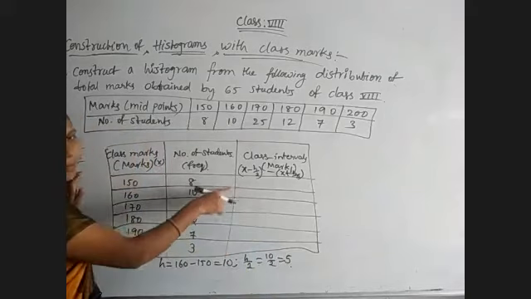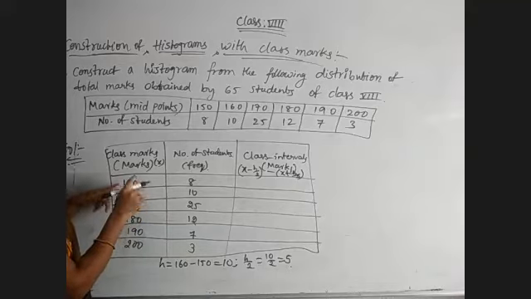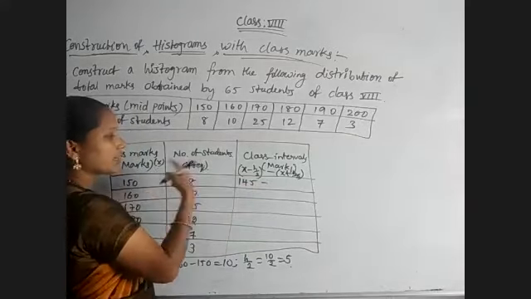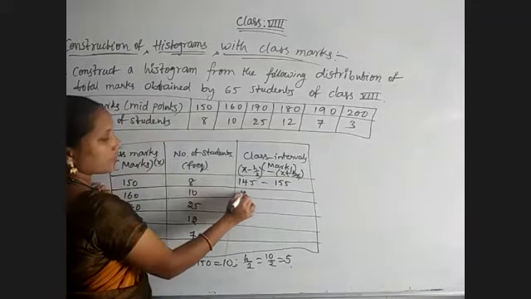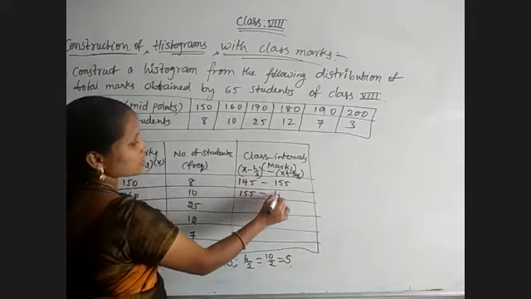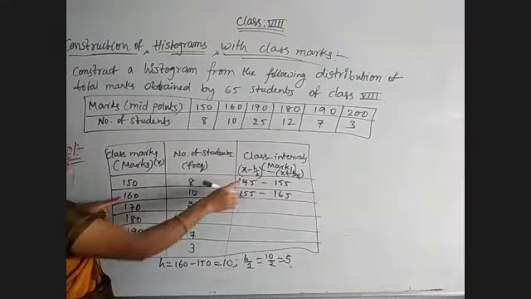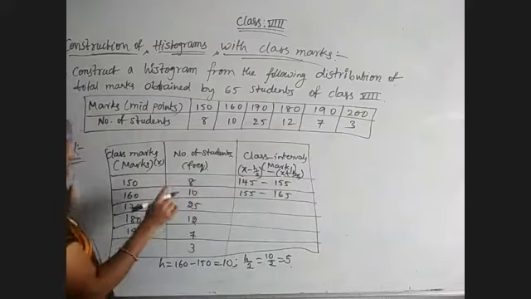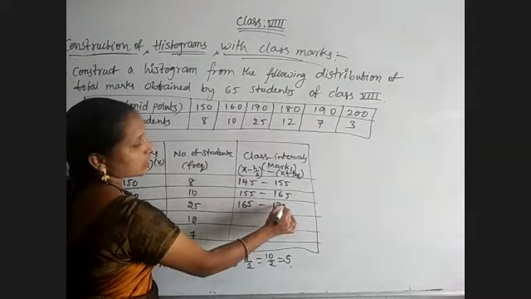And we get the lower limit by x minus h by 2. So x for this class is 150. 150 minus 5, that is 145, is the lower limit, and 150 plus 5 is 155. Similarly, 160 minus 5 is 155 and 160 plus 5 is 165, by using this formula. Then 170 minus 5 is 165, and 170 plus 5 is 175.